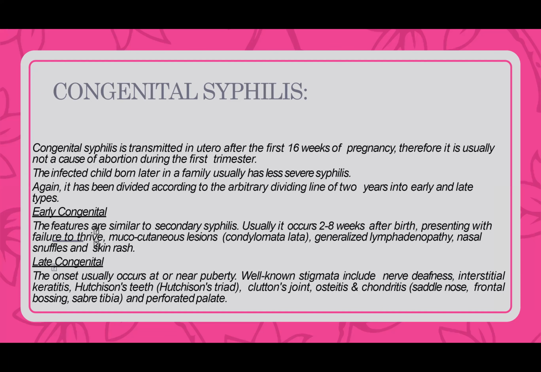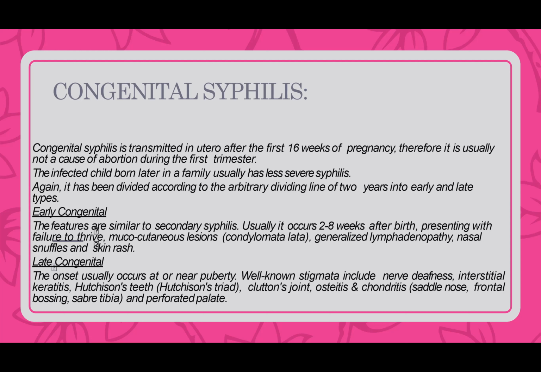Now comes towards the congenital syphilis. Congenital syphilis is transmitted in utero after the first 16 weeks of pregnancy. Therefore, it is usually not a cause of abortion during the first trimester. The infected child born later in family usually has less severe syphilis. Again, it has been divided according to arbitrarily divided line of 2 years into early and late types.